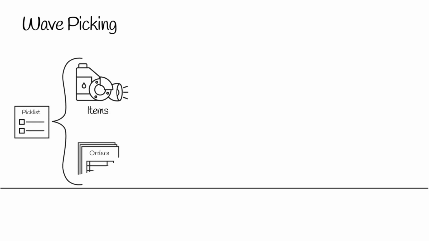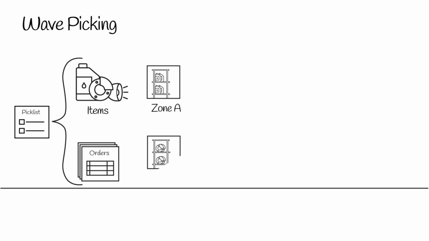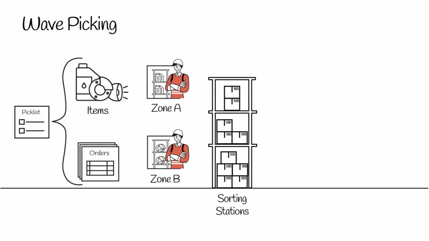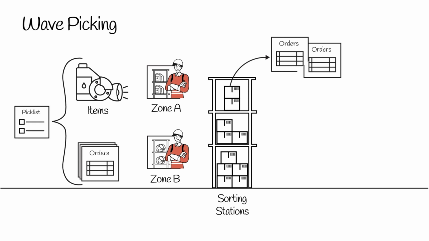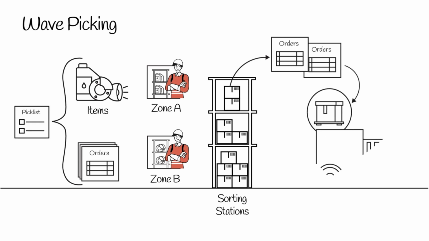4. Wave picking. In this approach, a pick list comprised of multiple items across multiple orders is generated for each zone within the warehouse, and assigned to dedicated zonal pickers who get the relevant items to the sorting station. These items are then matched against individual orders before they are packed and shipped to end customers.